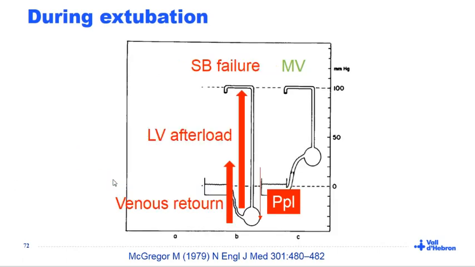And if you don't stop that, or the patient cannot afford this increase in hemodynamic performance, he will start to breathe more deeply and decrease even more the pleural pressure, and it will increase even more the left ventricle afterload and the venous return, and then you will get into a vicious circle that will make you reintubate the patient.